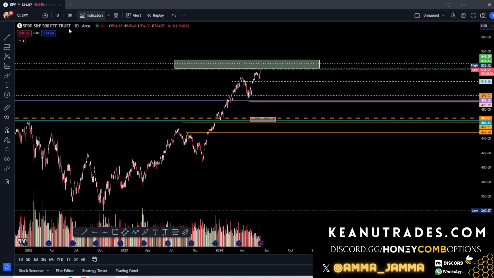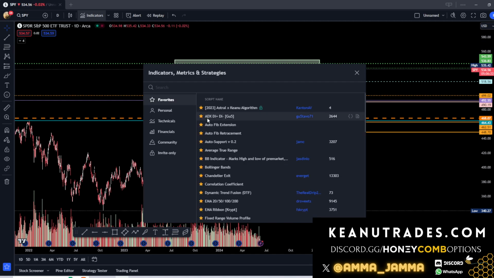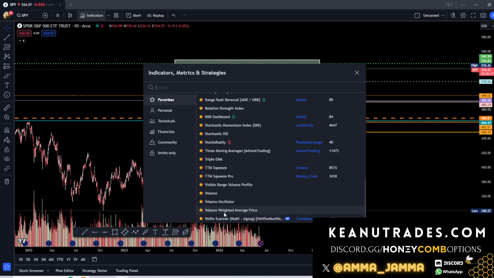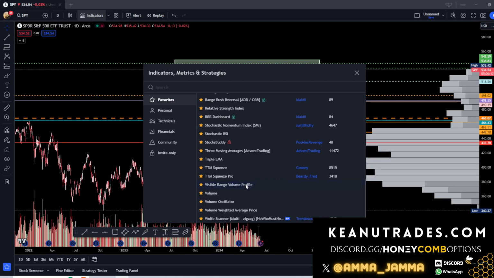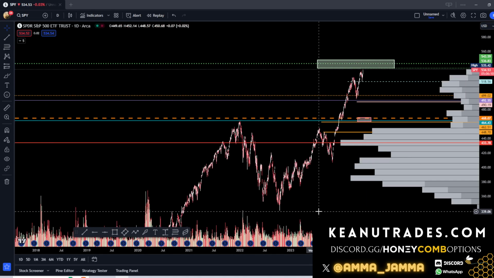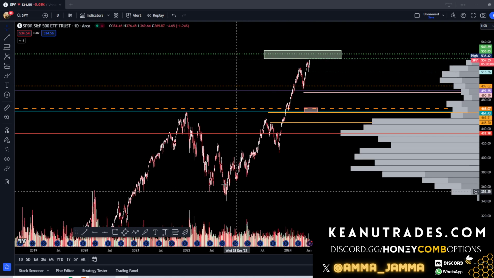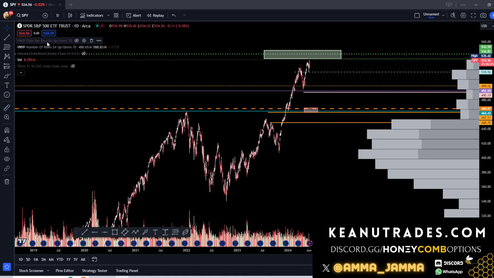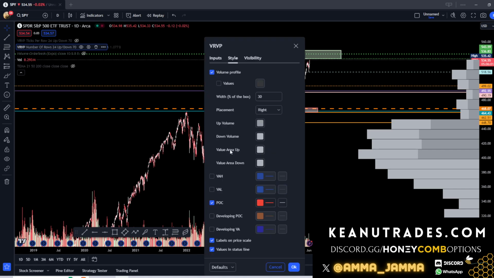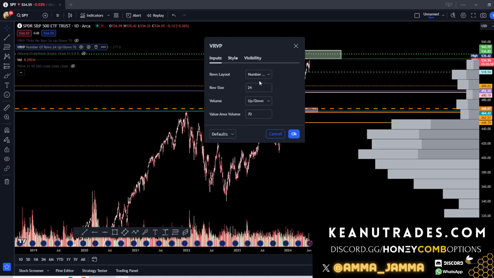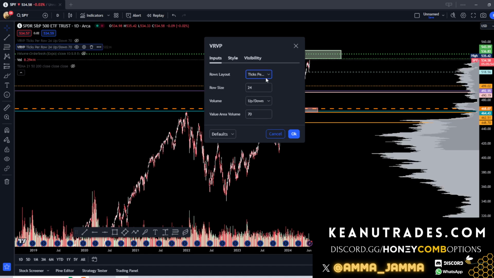And in order to find that, I'm on TradingView here. So first, if you go into your indicators and go to your favorite, it's VRVP, which is right here. All right. Visible range volume profile, and you click it. All right. And then on top of that, the settings for it are very important. Okay. We use 24 rows, and I always switch to ticks per row.